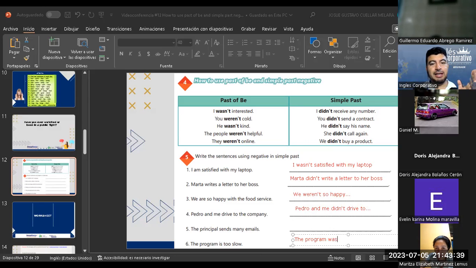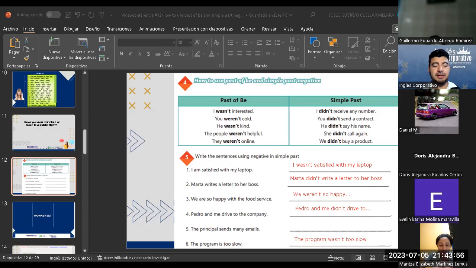Was. Y la, pero como estamos, yes, wasn't. We are using negative. Wasn't to explode. Very nice, thank you. And maybe we can have the last one. Oscar can help us with number five.